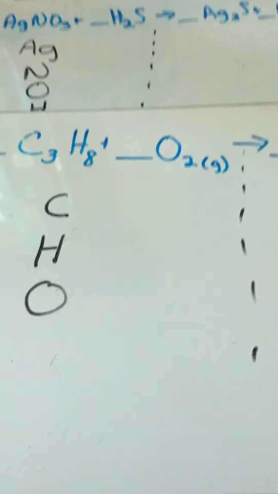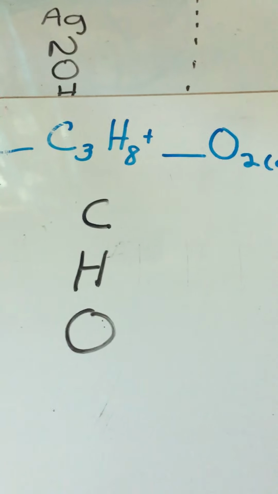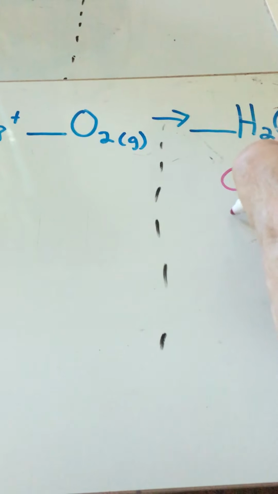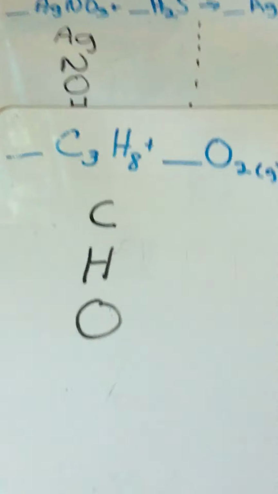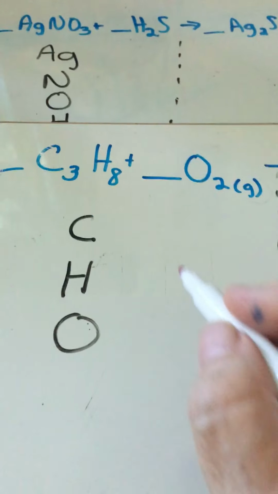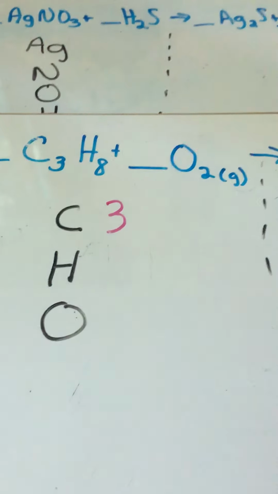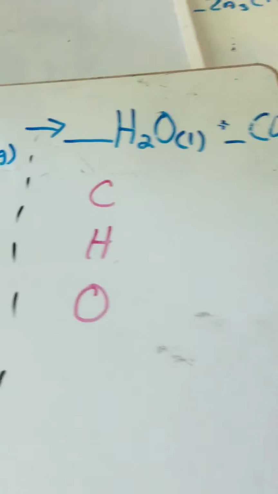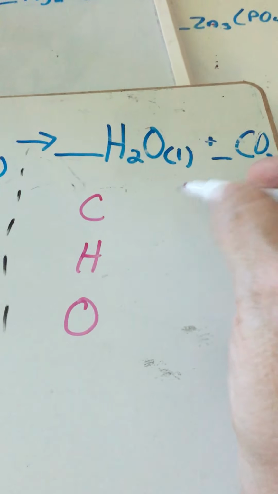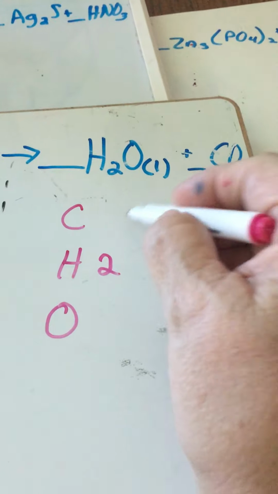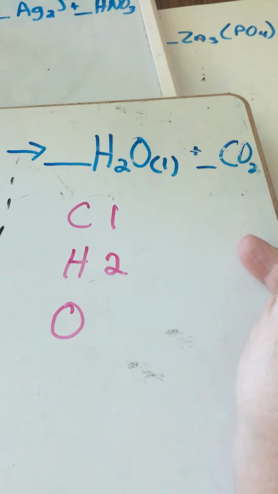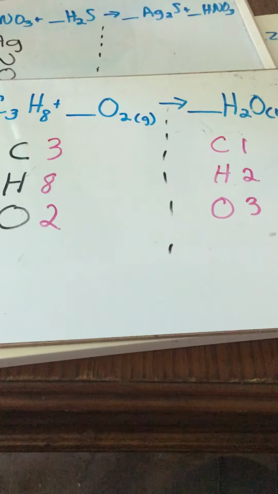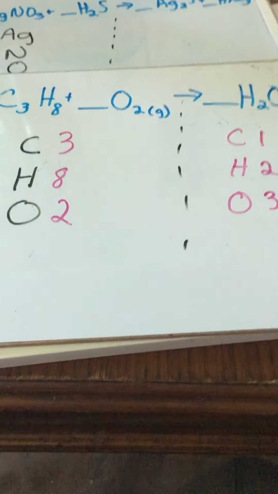Okay, let's do this one. I see carbon, hydrogen, and oxygen, so I'm going to copy it to the next side. And I'm going to count. I have 3 carbon, 8 hydrogen, 2 oxygen on this side. I'll go over here. I have 2 hydrogen, 1 carbon, I have 3 oxygen. Once again, I don't want to start with hydrogen and oxygen. I'm going to start with carbon.